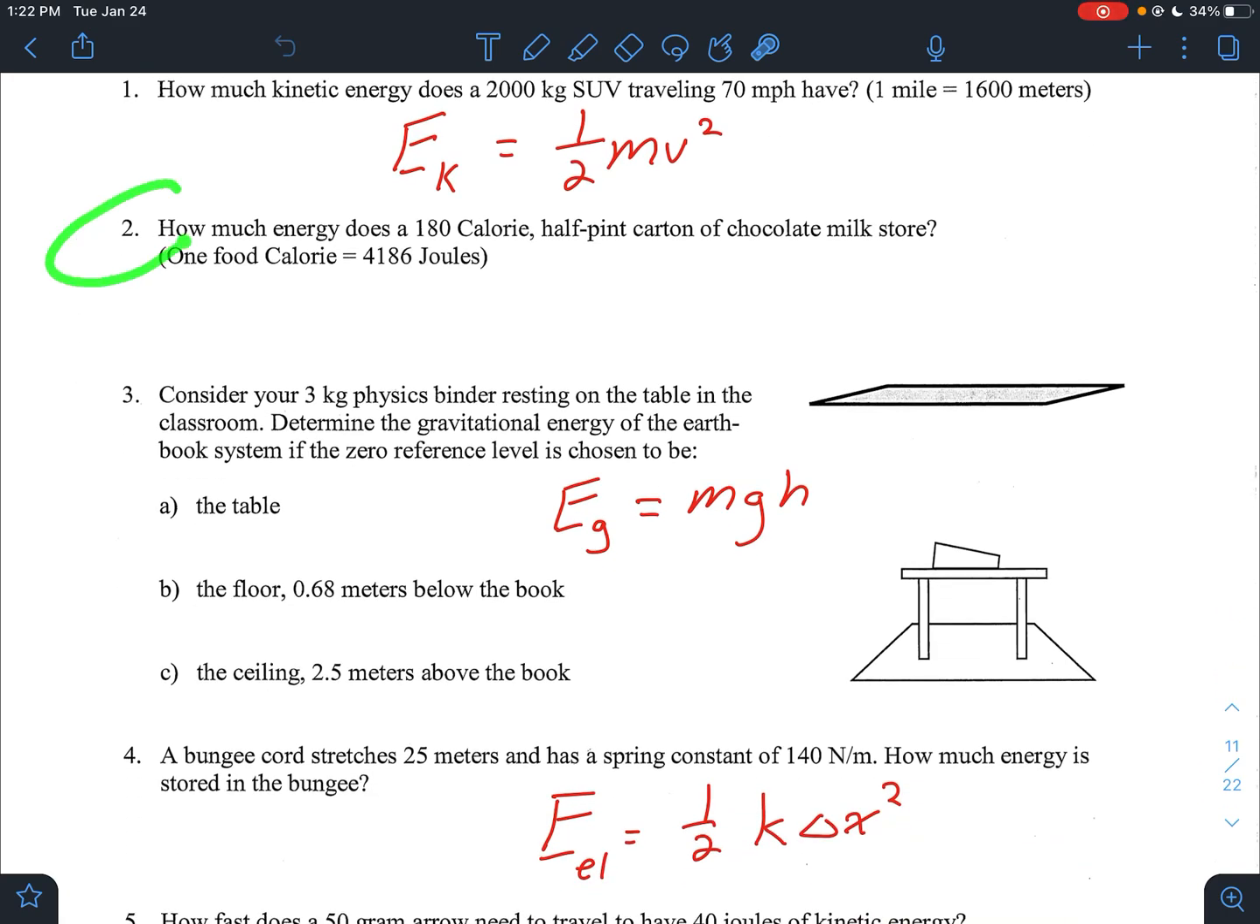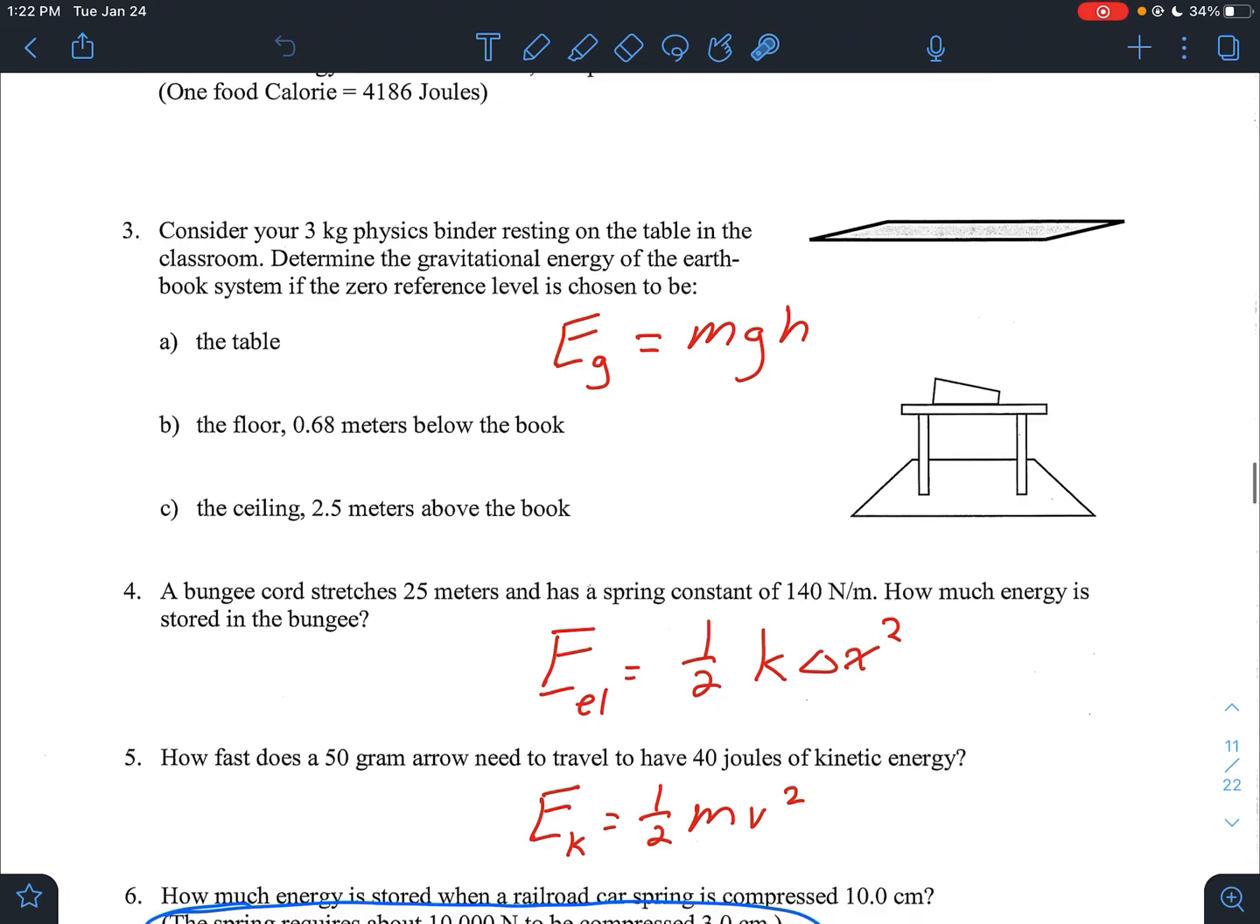In number 2, we have another conversion of calories to joules. Calories is the food energy that we typically use. But we want to see how that relates to joules. So again, take a look in Schoology to see how that is specifically converted.